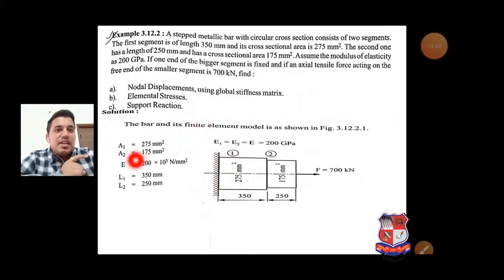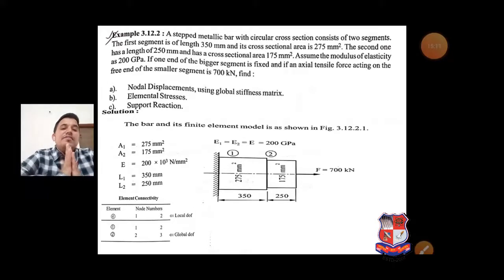As given, A1 is 275 mm square, A2 is 175 mm square, and E1 is equal to E2 is equal to 200 gigapascal. We have converted 200 gigapascal into Newton per mm square, so 200 into 10 raised to 3 Newton per mm square. Lengths are already given as 350 mm and 250 mm. Let's start. First step.